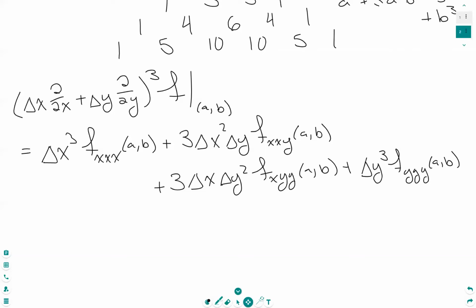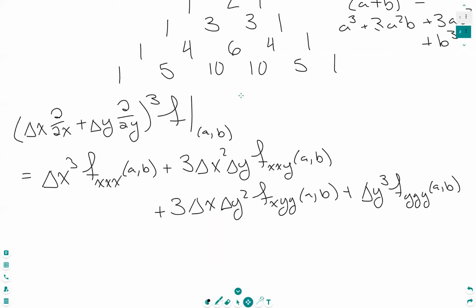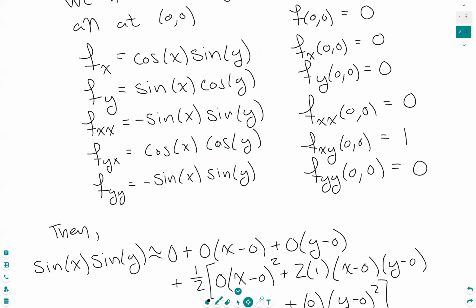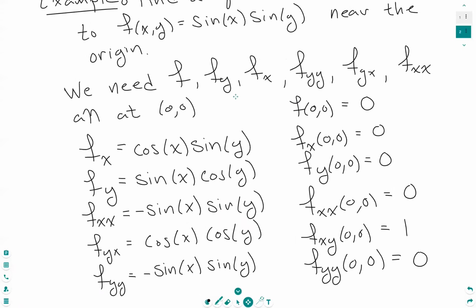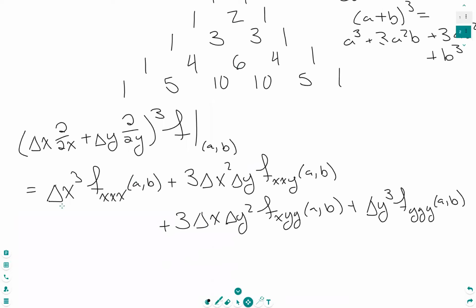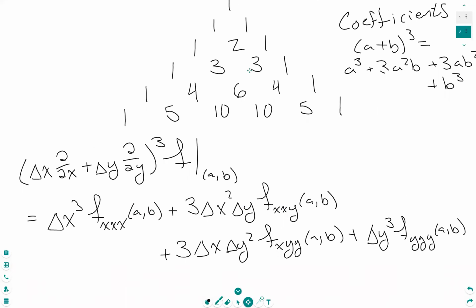So if I ask for, say, the cubic approximation of a function, you need to do this quadratic that we've done above, which includes all of the quadratic terms, right? As well as applying it 3 times here to get the cubic terms. So that's why we went over this, because we need these coefficients, 1, 3, 3, 1.